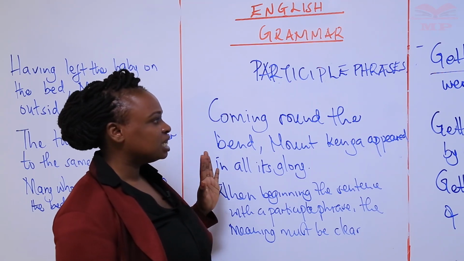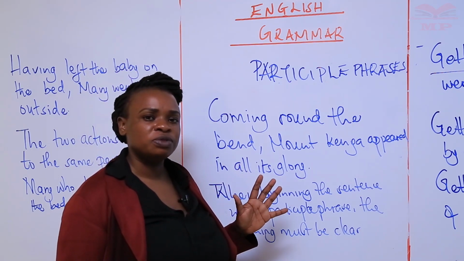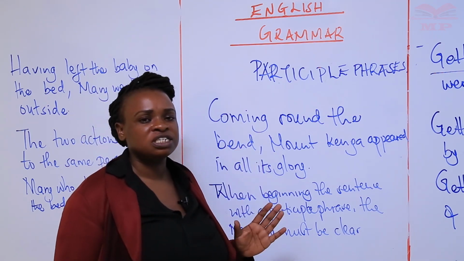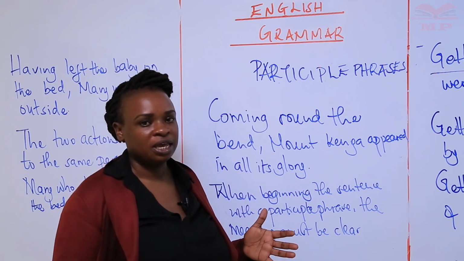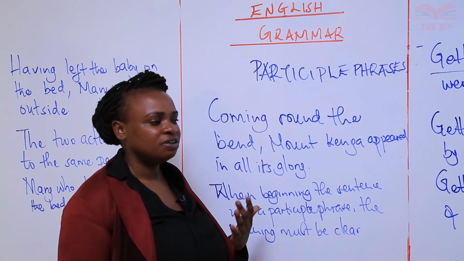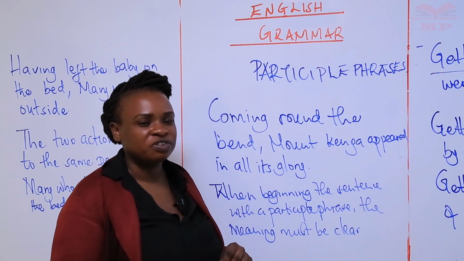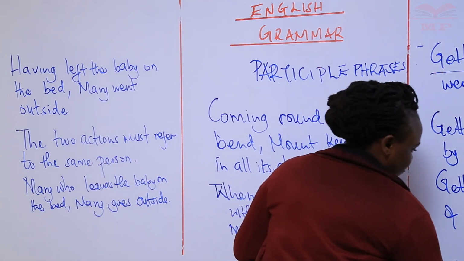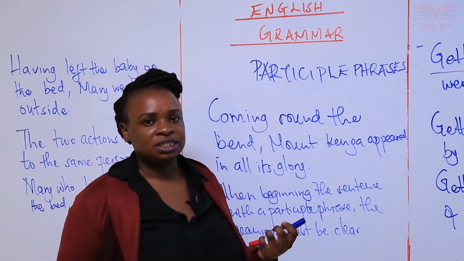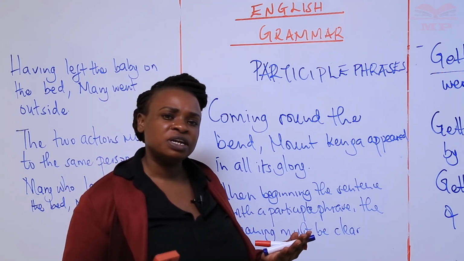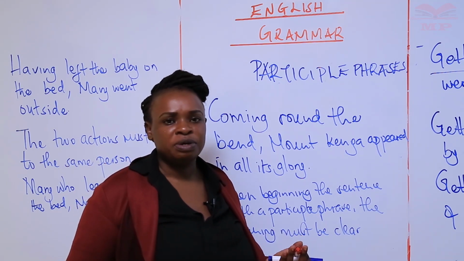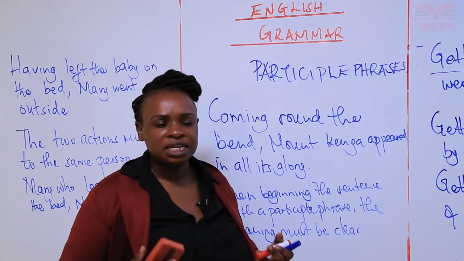We've also said that we should be careful with dangling participle phrases, such that the two actions must refer to the same person, and the meaning must be clear. And having said that, I would want to add something more before we finish. Language is very important, such that when you're writing your compositions, you should be able to show that you have the linguistic ability to express it in various forms.